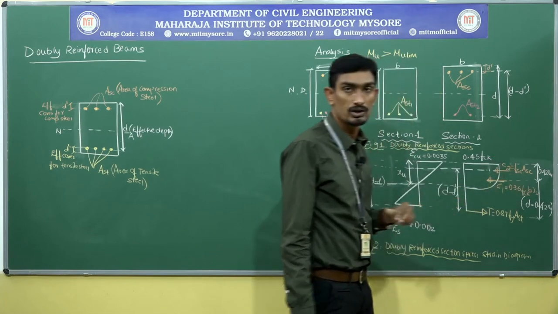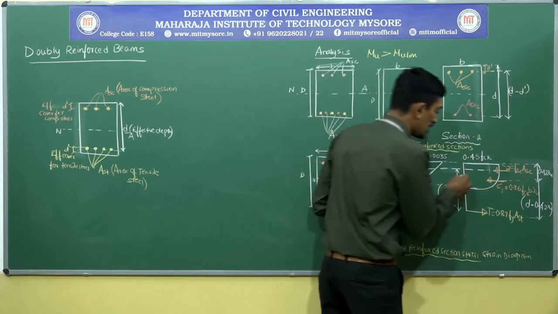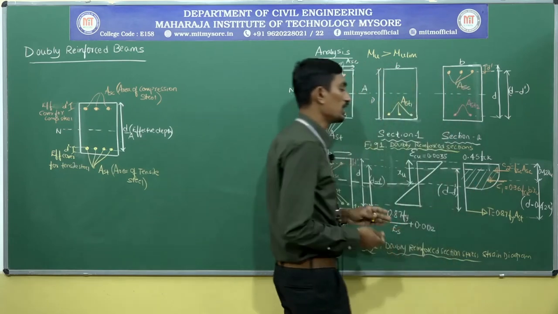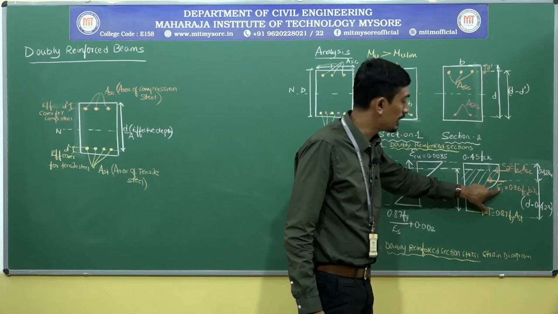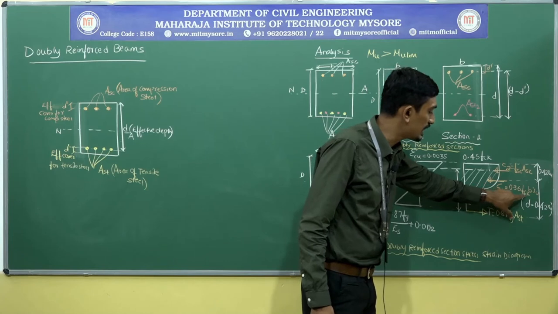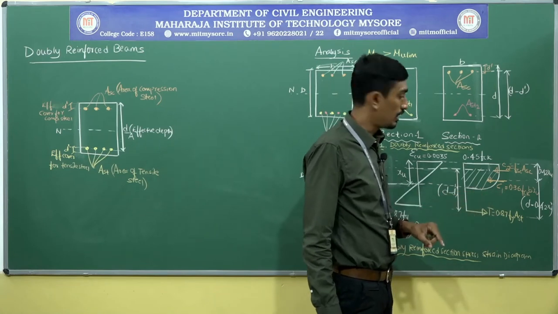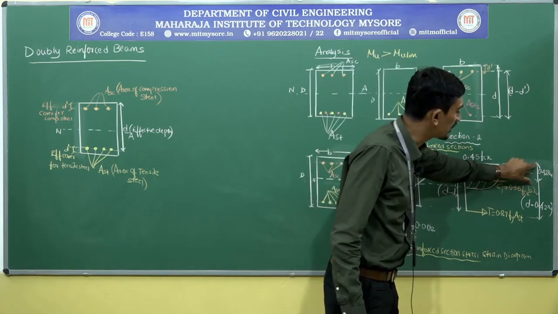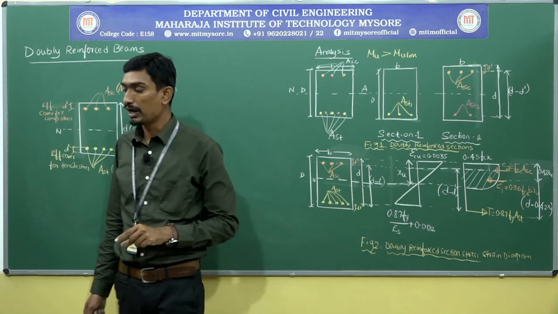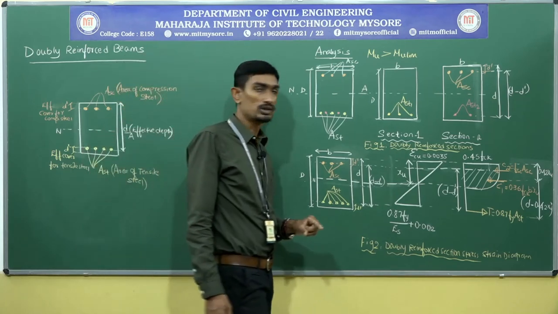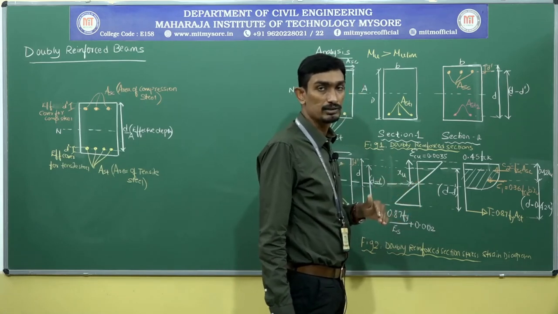That is C2. Next, coming to the other variation, the parabolic variation, C1 will be acting. It will be given by 0.36 fck into b into xu. So this will be your C1. The distance from the extreme edge compression fiber to C1 will be 0.42 xu. That is the distance at which C1, the compression force 1, will be acting.